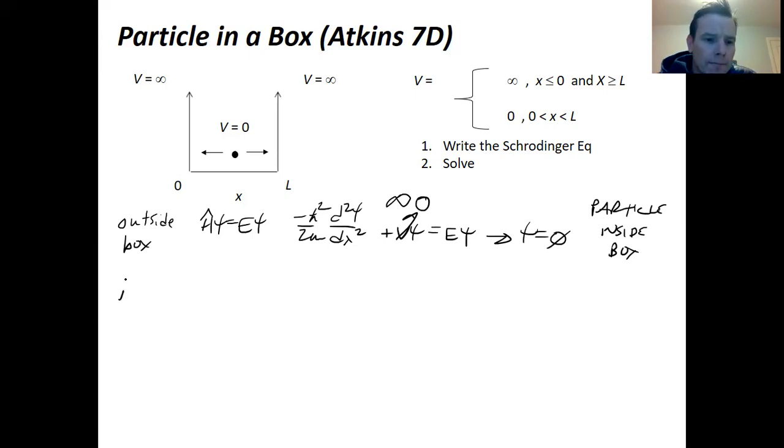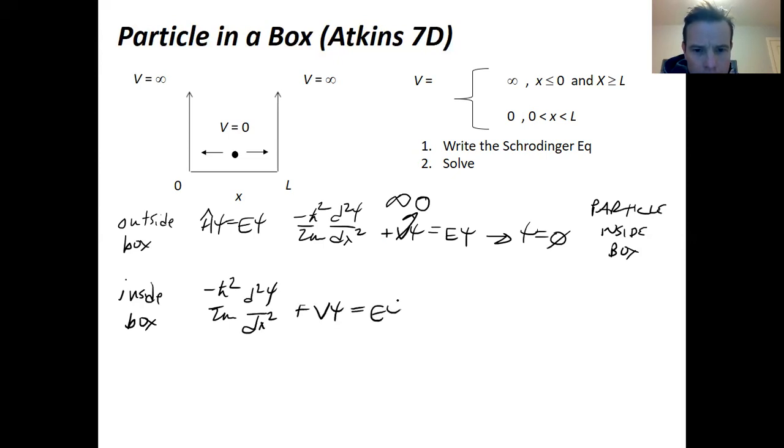Inside the box. Again, H psi equals E psi. I'm going to write my kinetic energy term. V psi equals E psi. Inside the box, the potential is 0. So this is going to go away. And I'm going to be left with a different equation. Right? So I'm going to write this in a slightly different form.